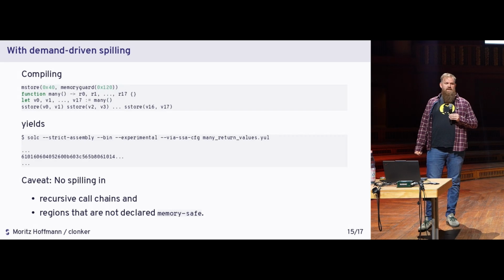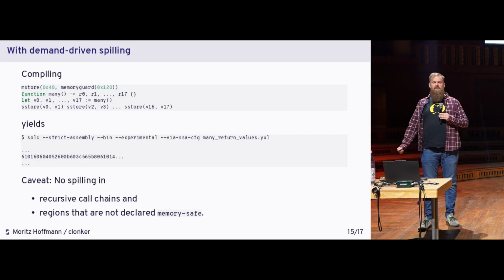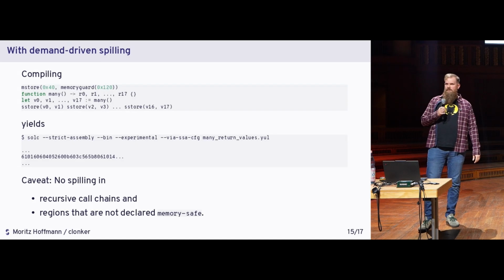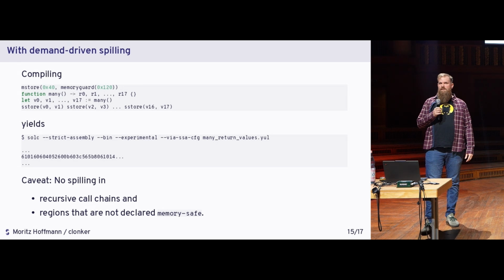So yeah, going back to the initial example, the SSA CFG pipeline, as Jacob already mentioned in his talk, is available under an experimental flag in the latest release. The memory spilling is not yet part of that release. It's going to be part of the next release. It's merged into the current development version. And if you take this example, then you can actually compile.